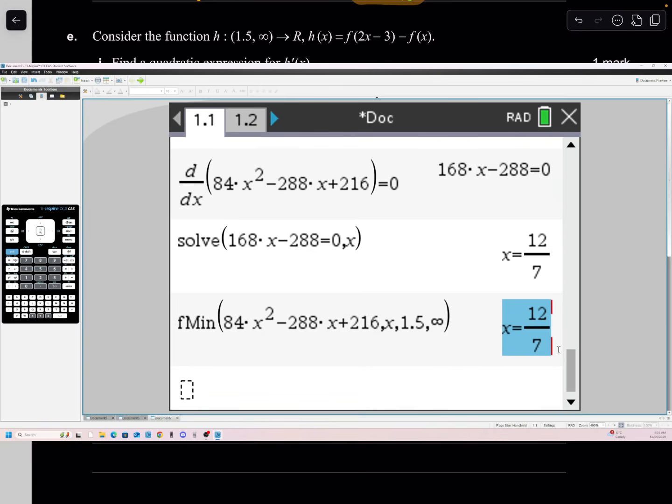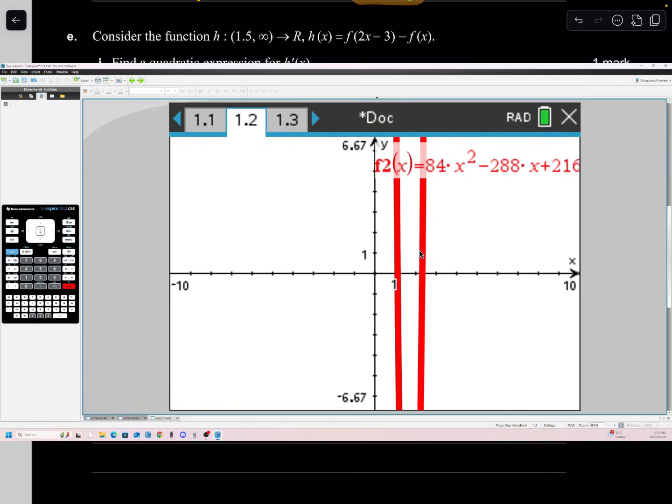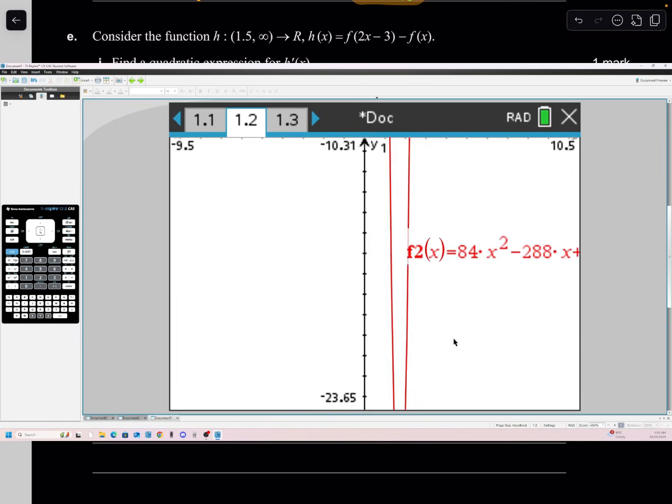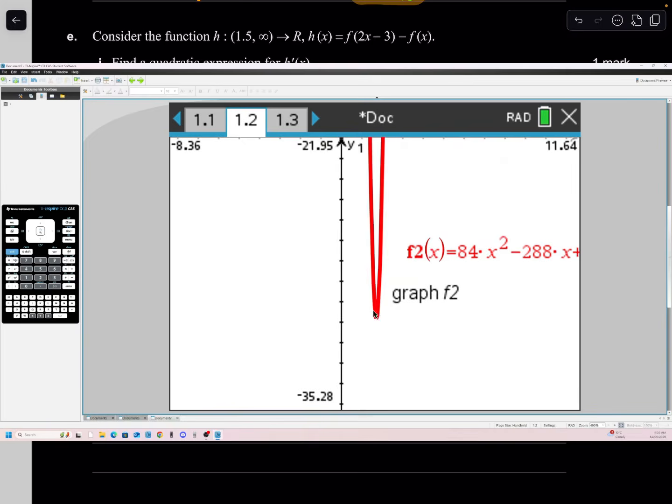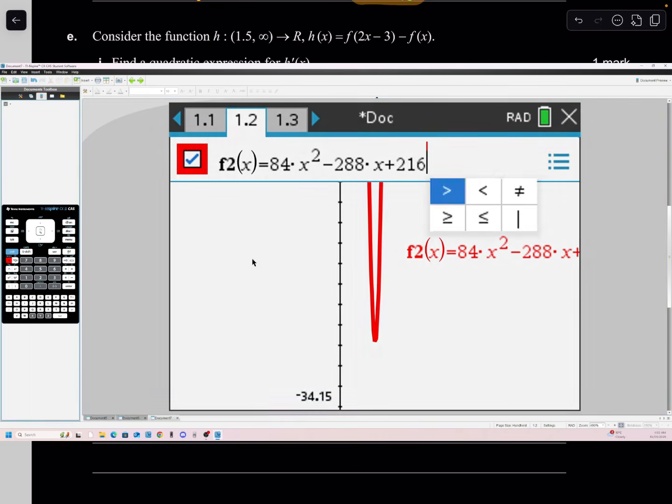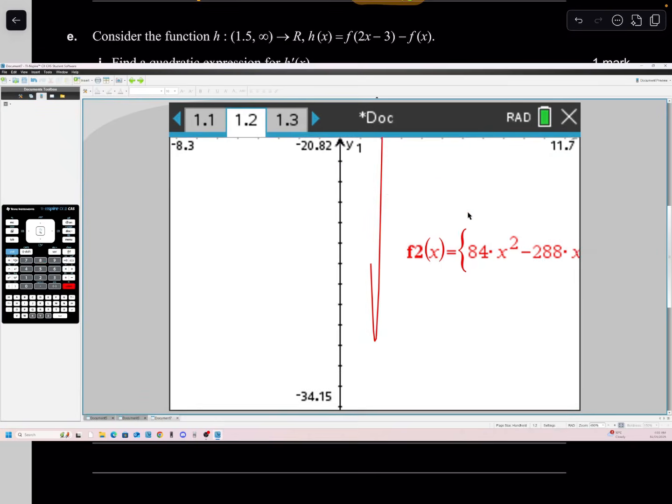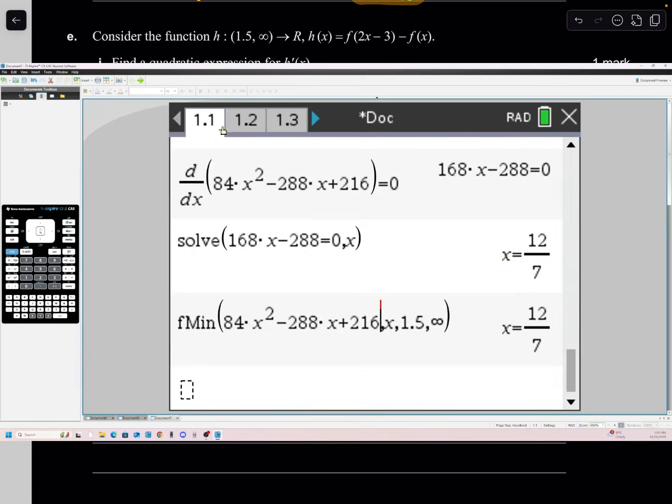Perfect. And you could also graph it if you want. If I graphed it, nope, I haven't graphed it here. So, for example, you can graph it, and you can see if I go down here, it's a minimum point at that point. Does that make sense? Make sure you restrict it, by the way. My apologies. Make sure you restrict it to x greater than 1.5, which is, look, you can see that's where the minimum occurs. So, keep that up.